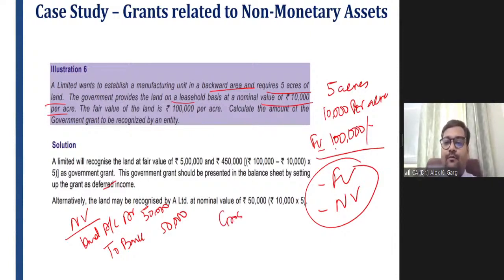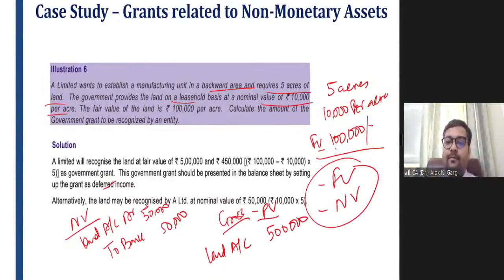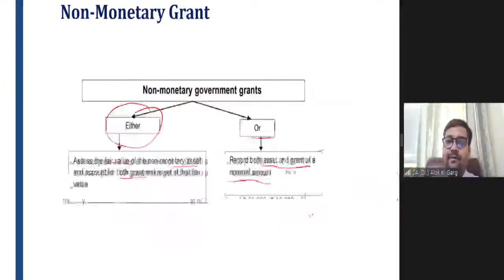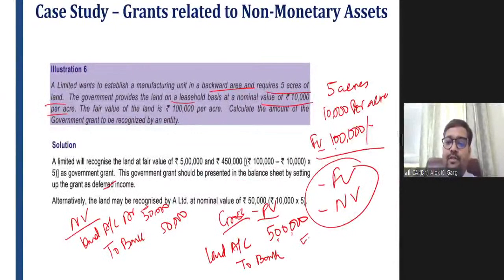Second is the gross approach. When I say gross approach, it is the fair value. What is the fair value, guys? The fair value is 5 lakh rupees. How has it come? Land account debit. The fair value is 1 lakh rupees per acre, so the asset has to be recognized at 1 lakh multiplied by 5, 5 lakh. And how much money has been paid to bank? 10,000 rupees per acre has been paid, 10,000 multiplied by 5, so it's coming out at 50,000. 50,000 we have paid.